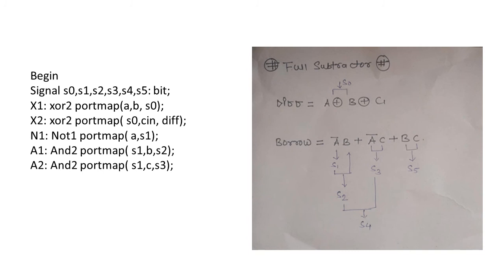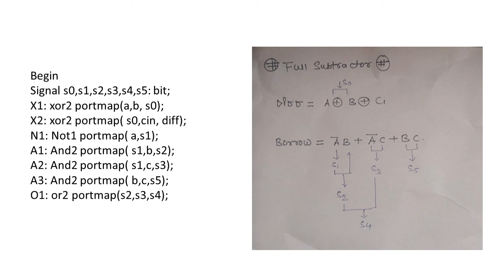Next, we'll use X2, that is another XOR component. XOR2 port map: one input will be S0, the second is CIN, and the XOR of S0 and CIN gives the output, which is difference. So we have written the output as difference. Based on these two statements, we get difference as A XOR B XOR CIN. After this, we'll go for the borrow.